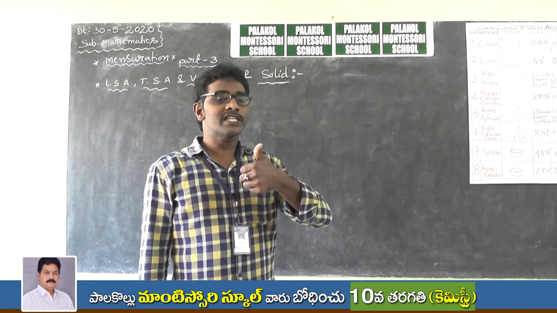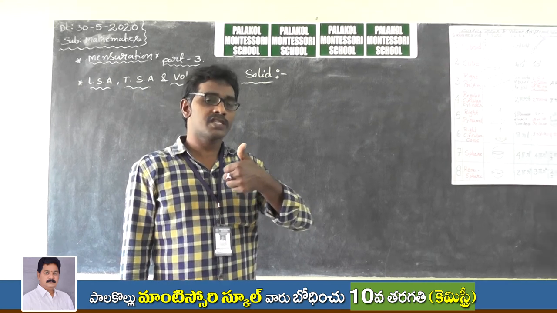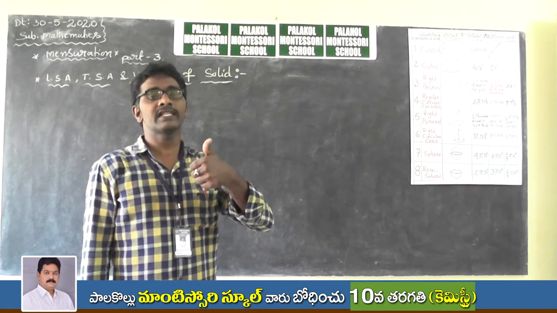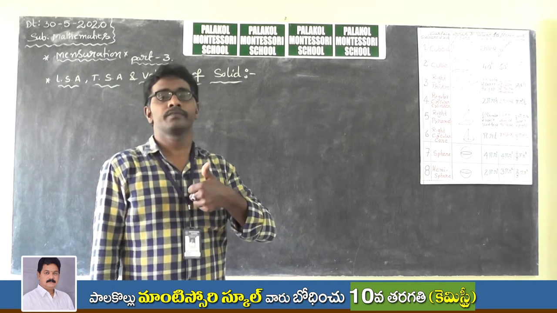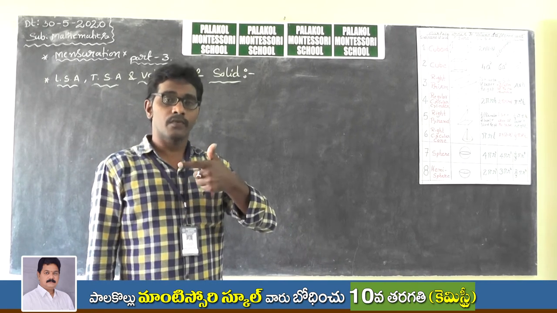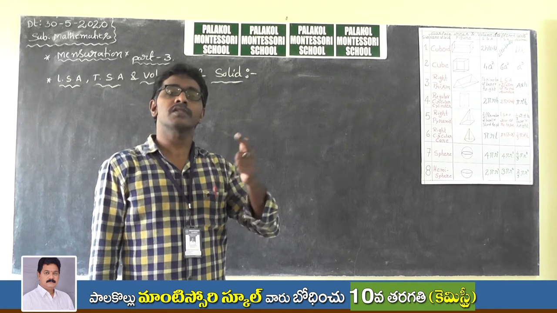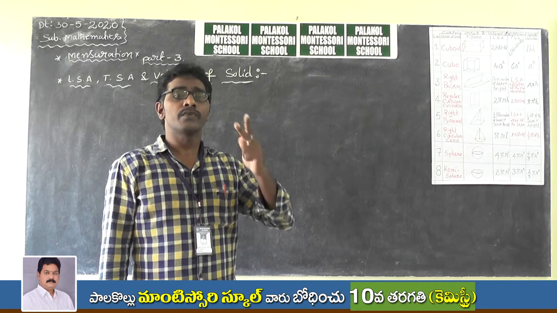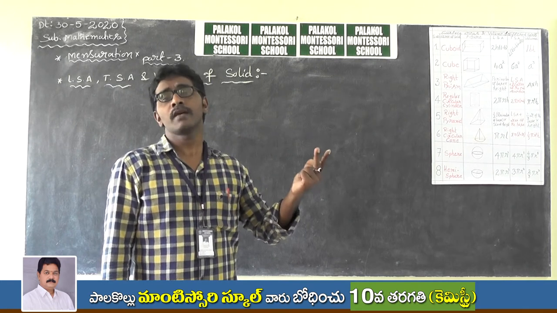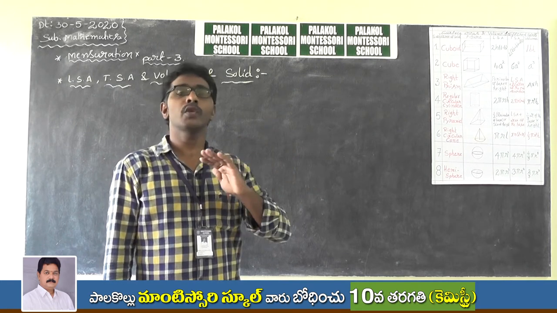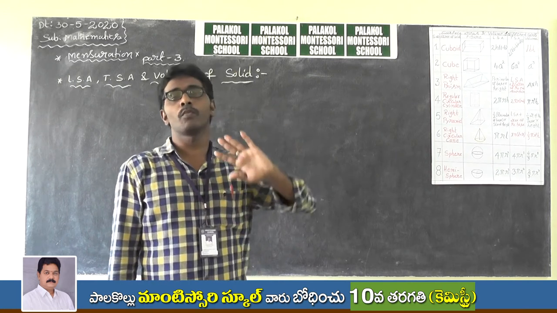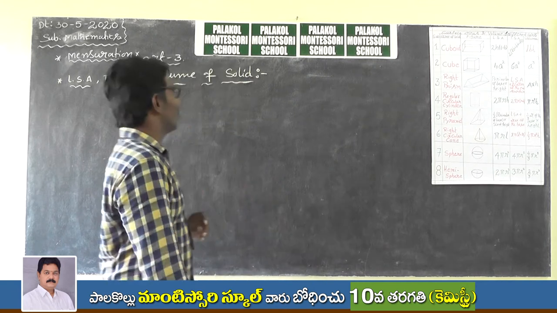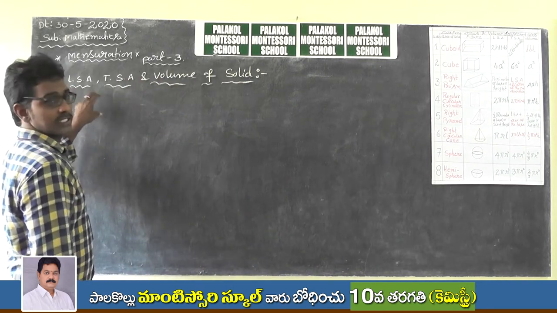Your identification, what solid is given, that is first and important. Which solid is given in the sum? Second, what are the formulas related to the given solid? You remember that. Next, what information is given in the sum? You write that now, and after that you do the sum. Keep these steps in your mind, and you can easily do the sum. Okay, now I write one sum of this session.